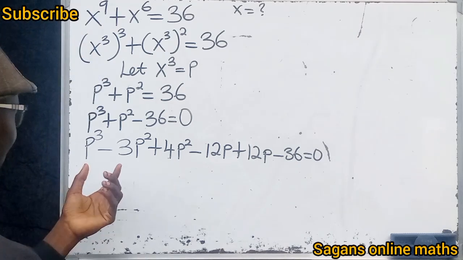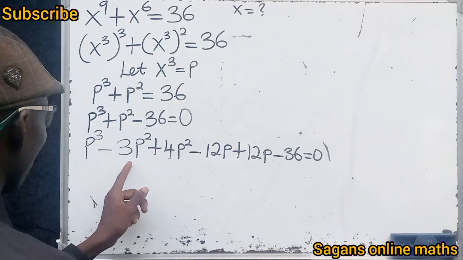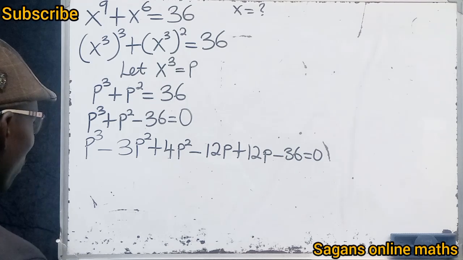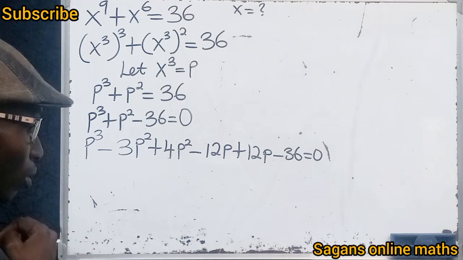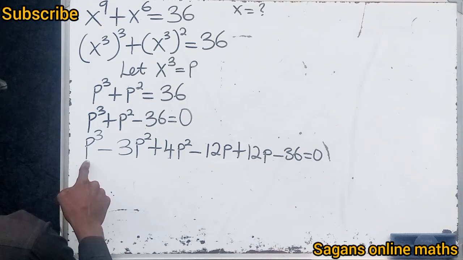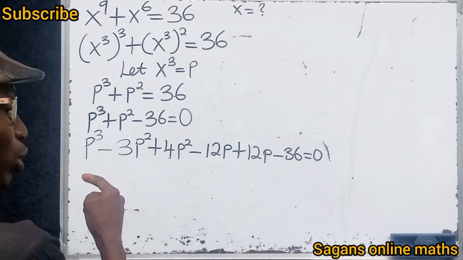Now let's concentrate on p raised to the power of 3 minus 3p squared. What is common? We can observe very well that what is common there is p squared, because p raised to the power of 3 is here and p squared is here, so p squared is common.